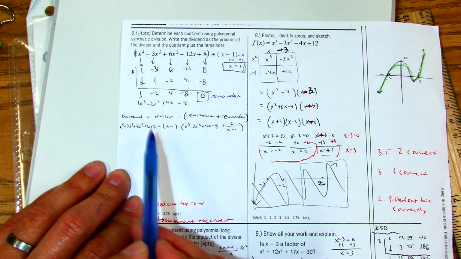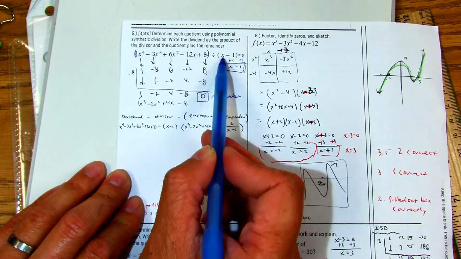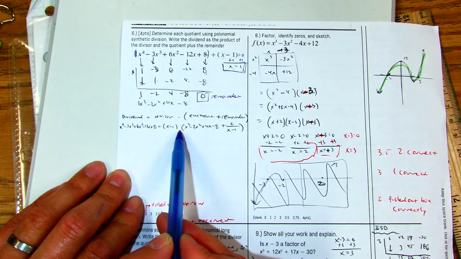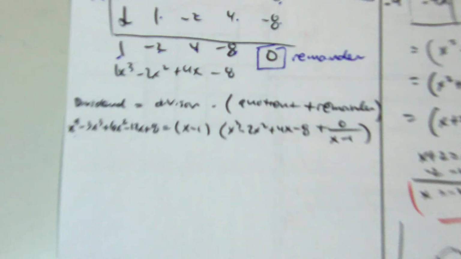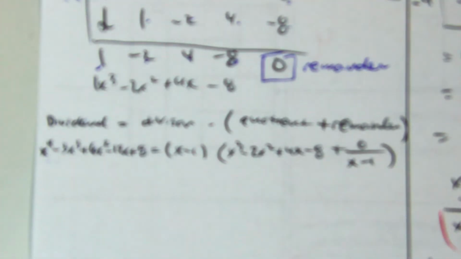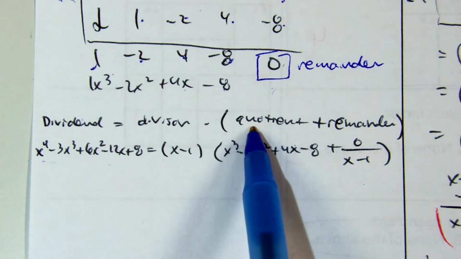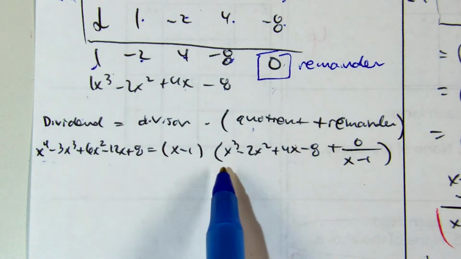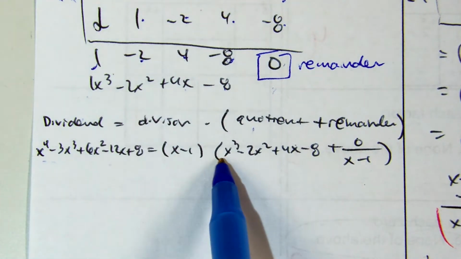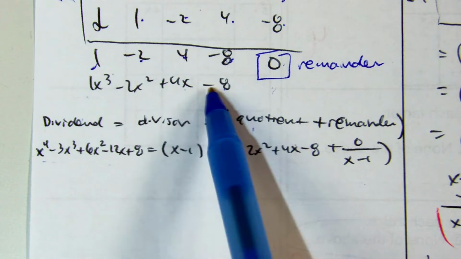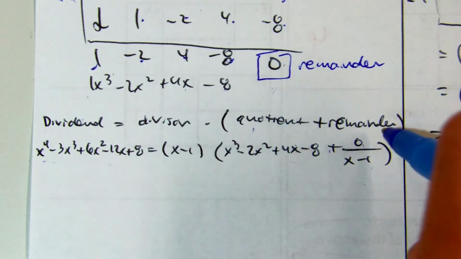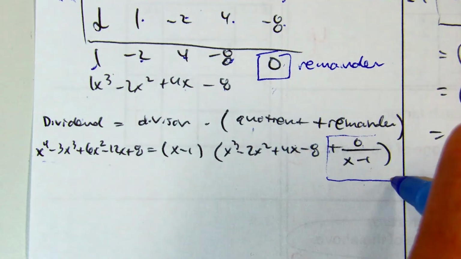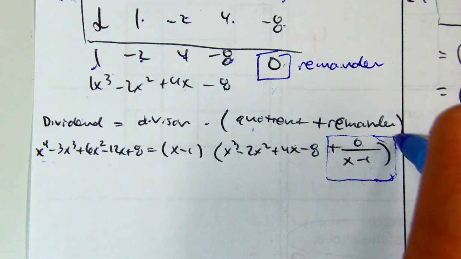The divisor is x minus 1 times, zoom in more, the quotient is our answer, x cubed minus 2x squared plus 4x minus 8, and the remainder is plus 0 over x minus 1. Now, if you did not write this part, I didn't penalize you for that.